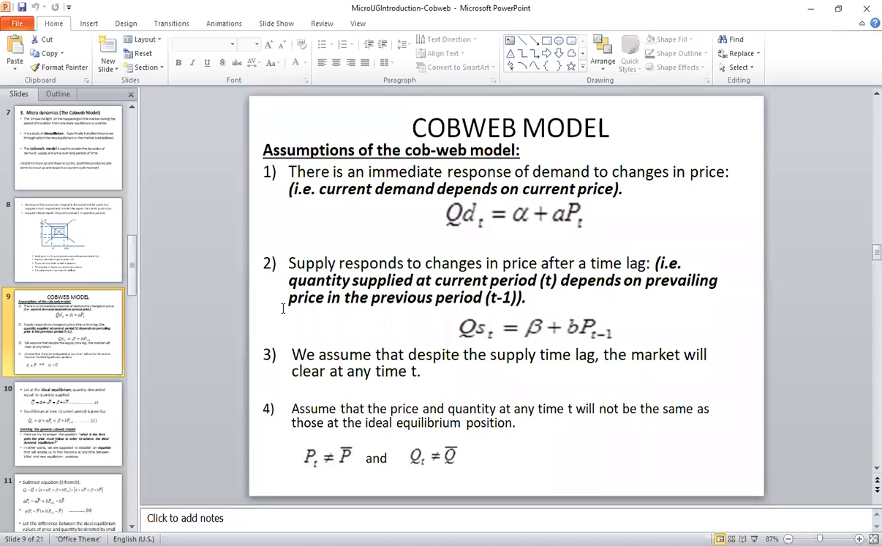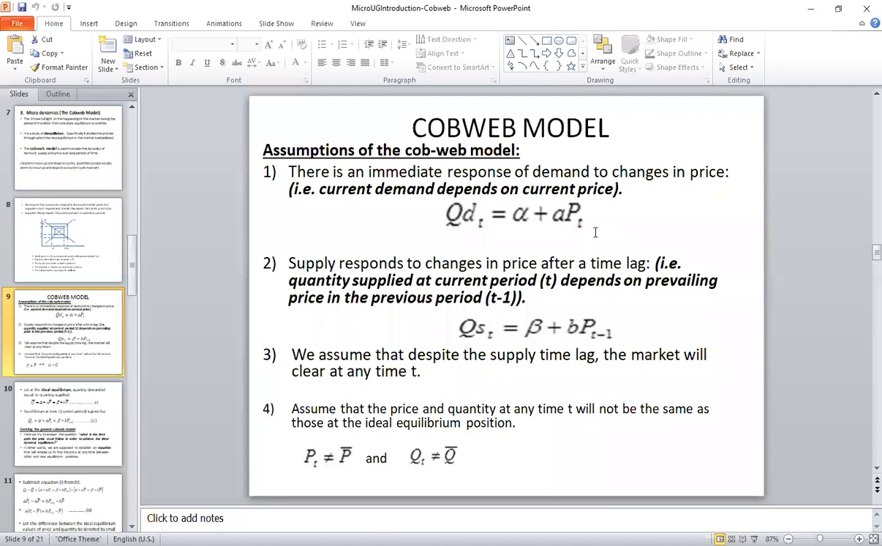The second assumption is that the supply responds to changes in price after a time lag. Like I told you, suppliers will always base their supply decision on the previous price. So that's why we say supply responds to changes in price after a time period. In the supply function, quantity supplied at time t depends on the price at time t minus 1, that is the previous price. B is the slope of the supply curve. We shall explain this later.